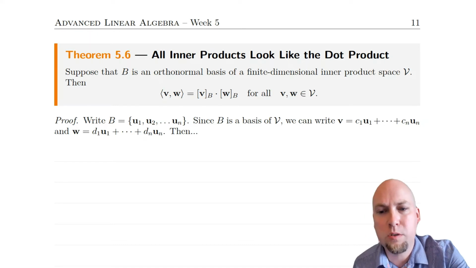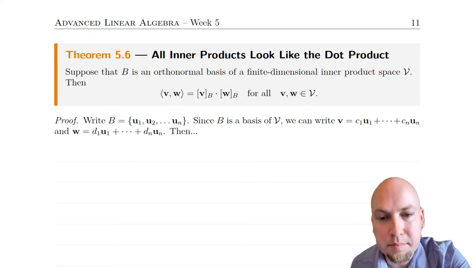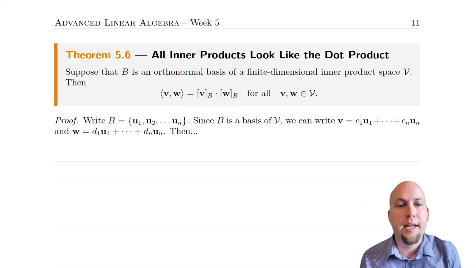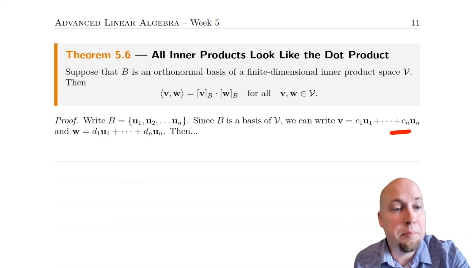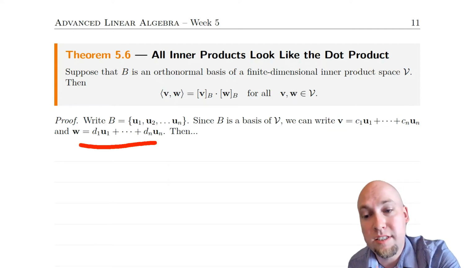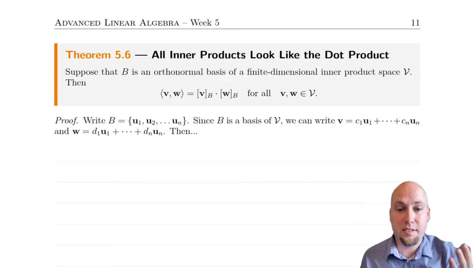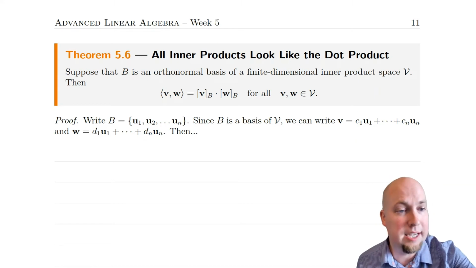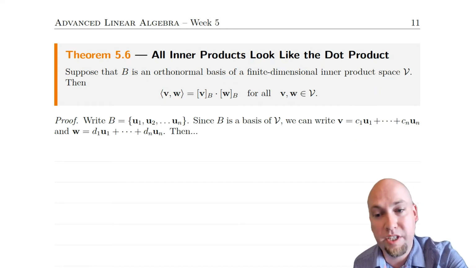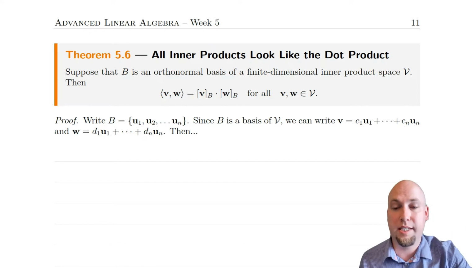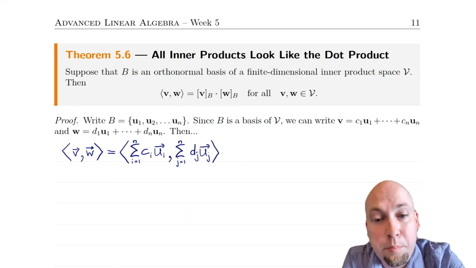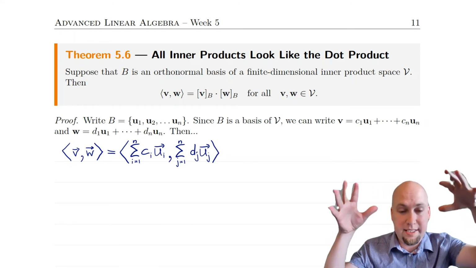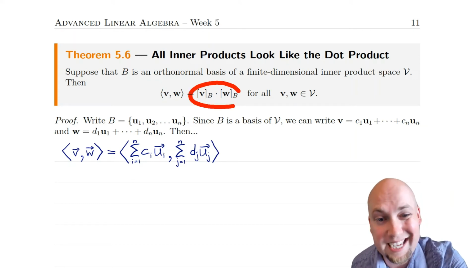The way to show this is, let's start off by giving names to the members of that basis B. And now, because B is a basis of that inner product space, you can write both v and w as linear combinations of those basis vectors. So that's all we're doing there. The c's are the names of the coefficients in the linear combination for v, and the d's are the names of the coefficients for the linear combination for w. And now we're just going to compute the inner product of v with w.